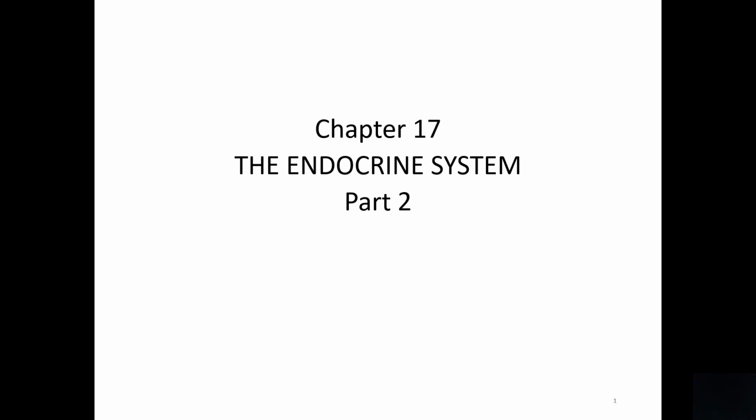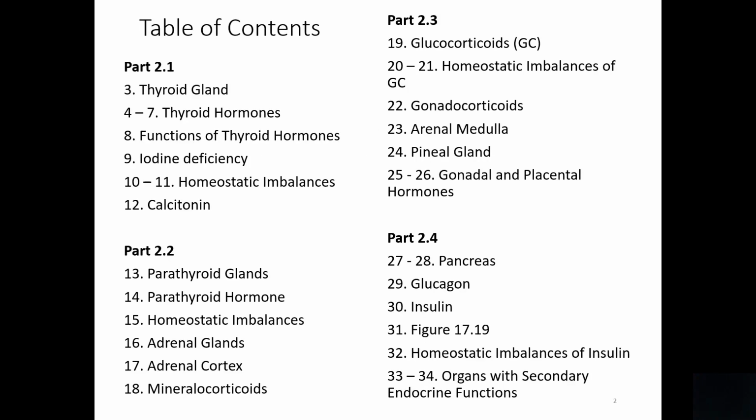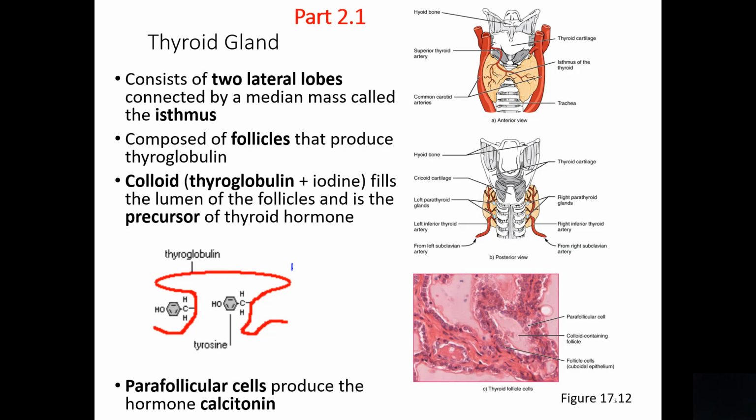We continue chapter 17, the endocrine system, and now we are going to part 2. Here is your table of contents, and part 2 starts from the thyroid gland.